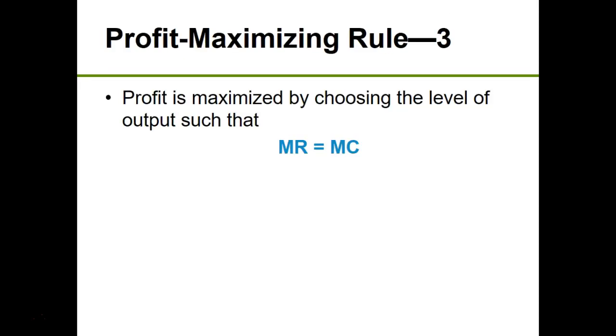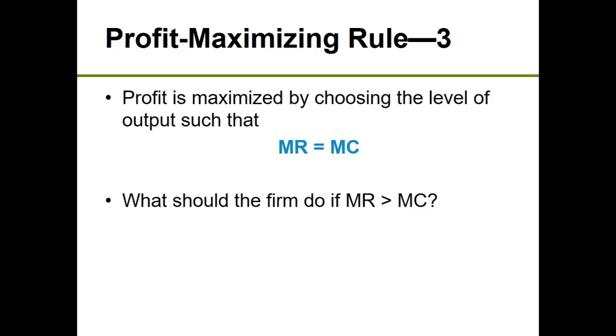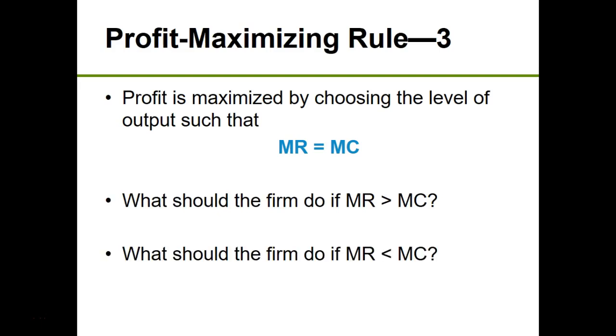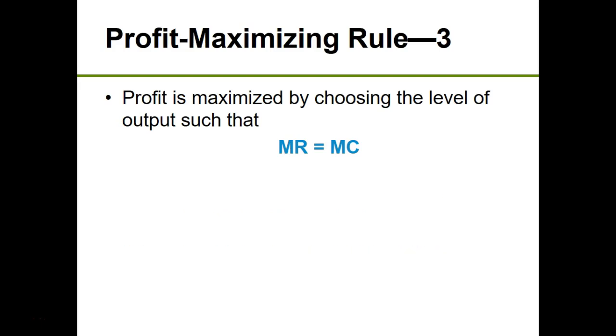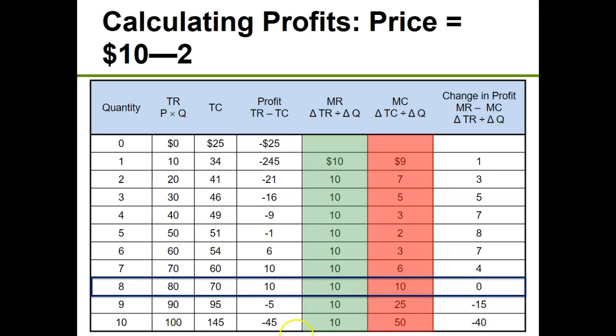Now, again, firms maximize profits by choosing a quantity such that marginal revenue equals marginal cost. What happens if they have marginal revenue greater than marginal cost? What happens if they have marginal revenue less than marginal cost? So we go back, and we can see that when marginal revenue is greater than marginal cost, the firm wants to produce more. And when marginal revenue is less than marginal cost, the firm wants to produce less.